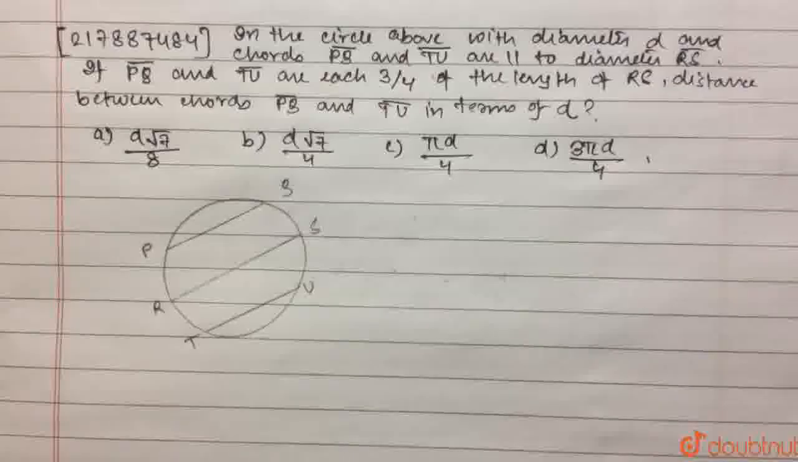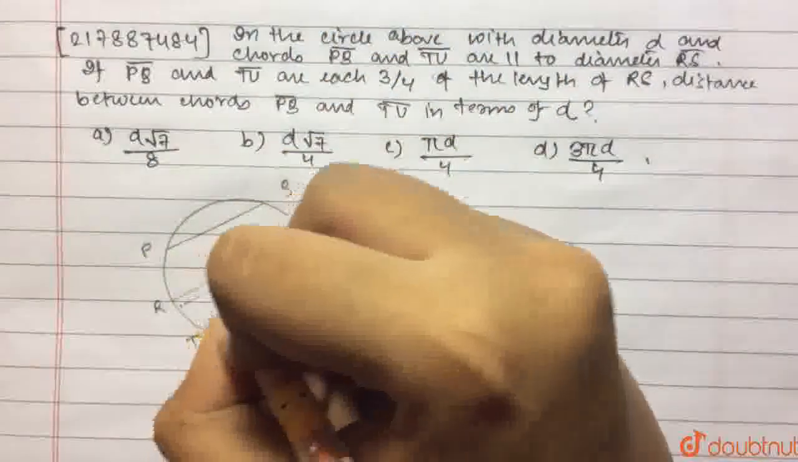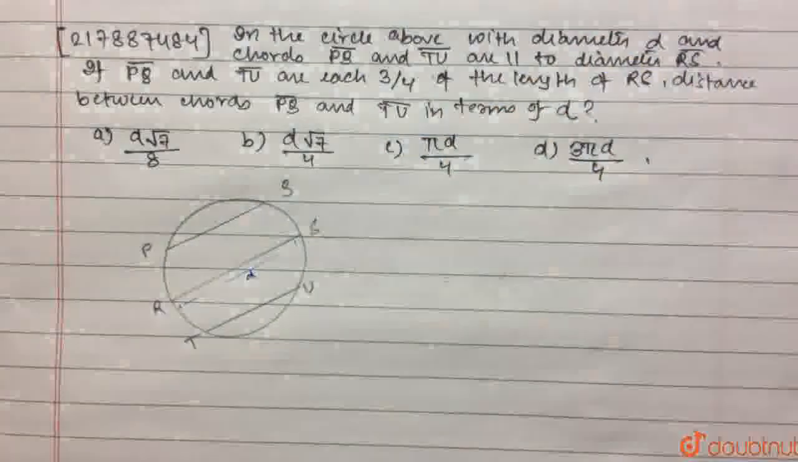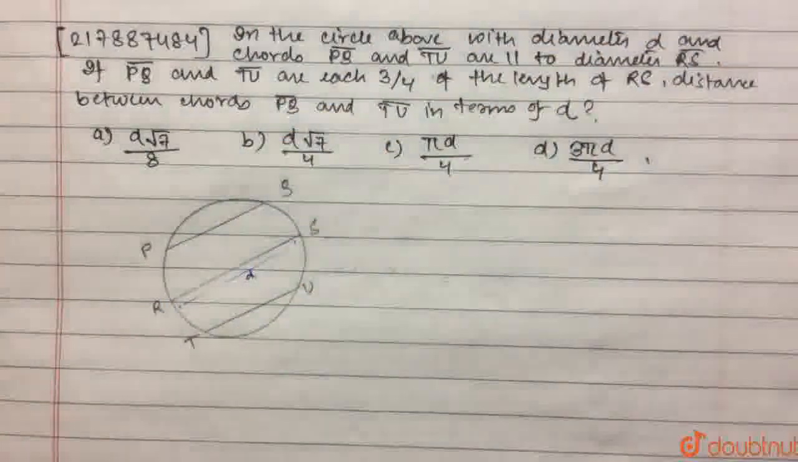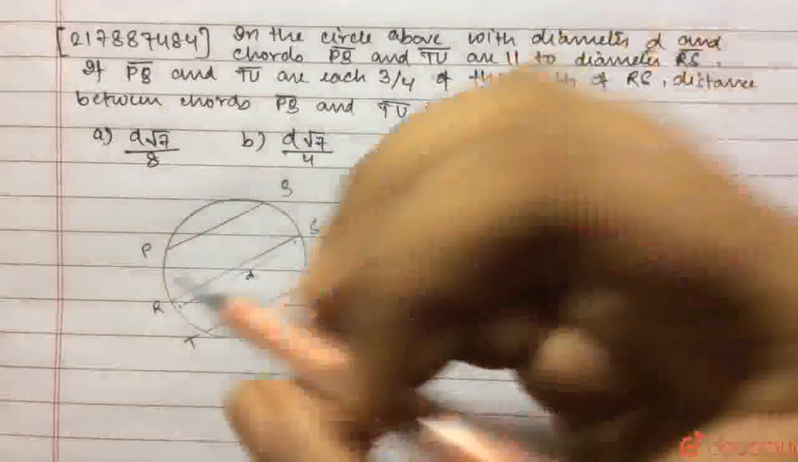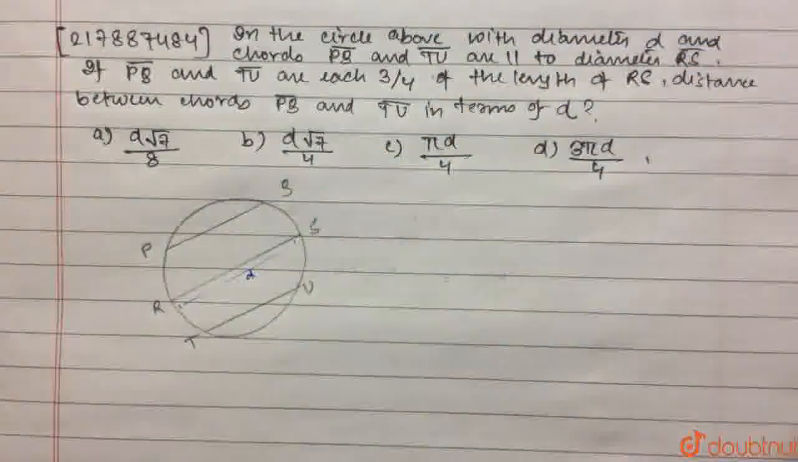So in this question, in the circle above with diameter D, okay, so RS in total is D, and the chords PQ and TU we have here are parallel to diameter RS. So these two chords are parallel to RS.